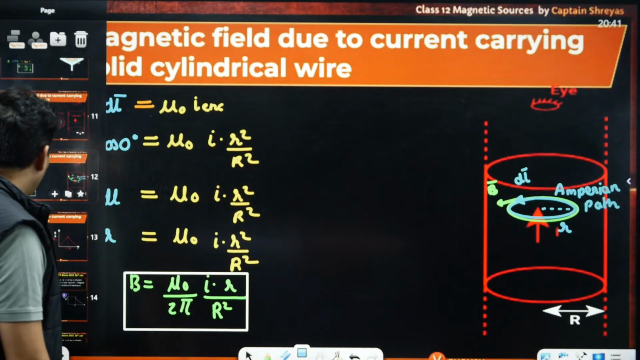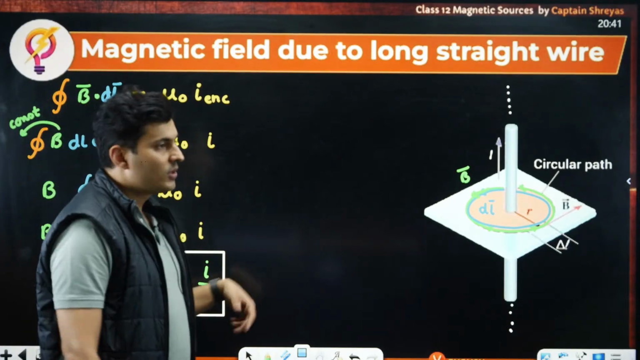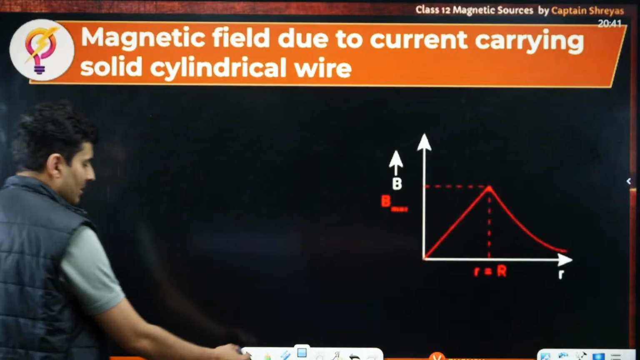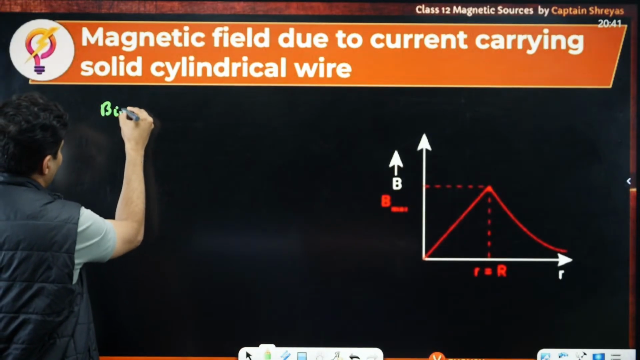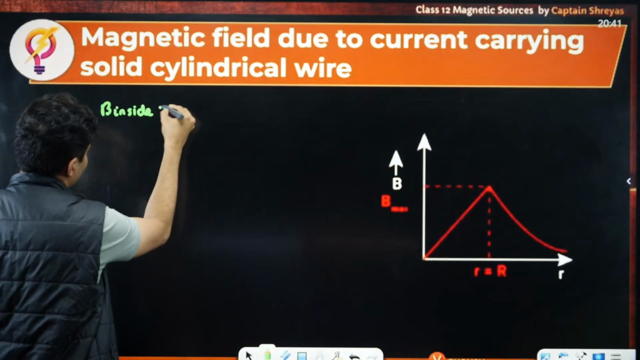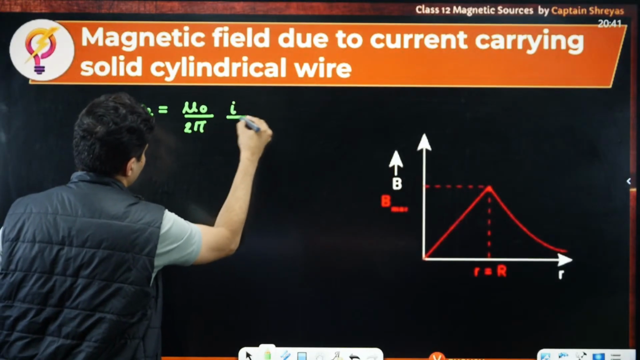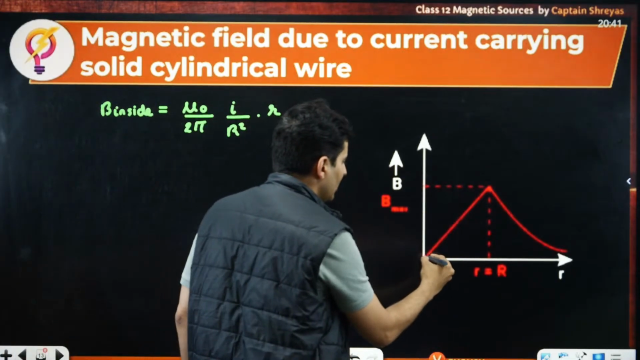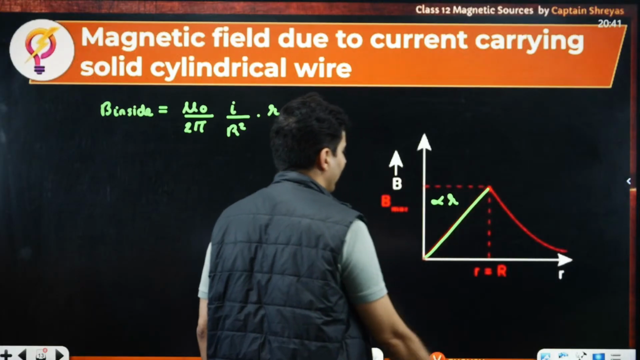Sir, if I actually draw a graph outside versus inside, how will it look like? It will look something like this. Because the moment you are inside, it was mu naught by 2 pi, current is there divided by R square into R. So essentially your graph is proportional to R.